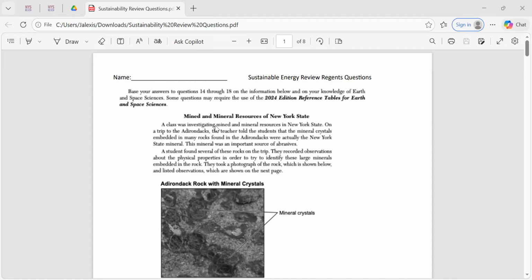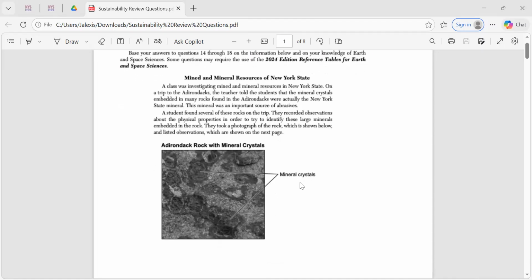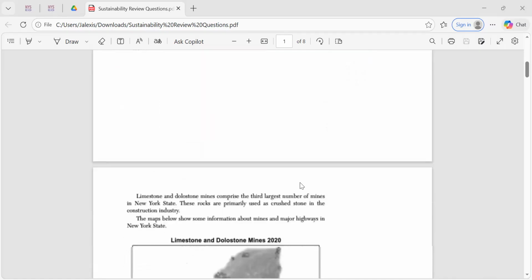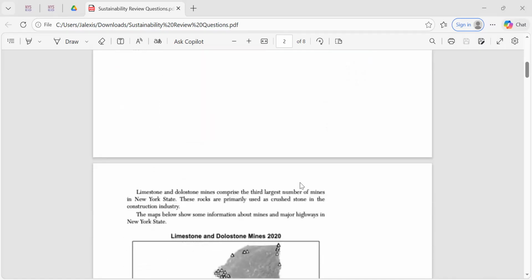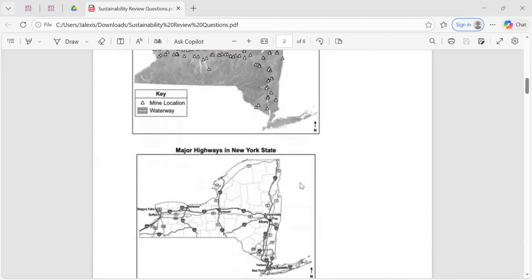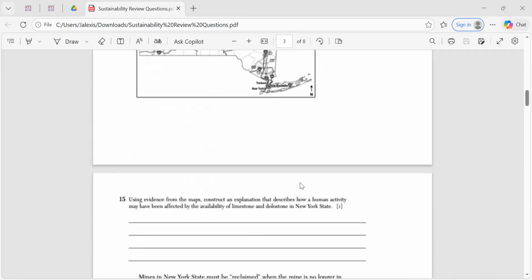All right, everybody. So we're going to go over the Sustainable Energy Regents review questions that we had in class for today. You'll see that these questions are similar to the old Regents. For the sake of time, we know that this is a long exam, so one of the things that we can do is go straight to the question, and we're going to use the ability of annotation as well to help us get to the answer.